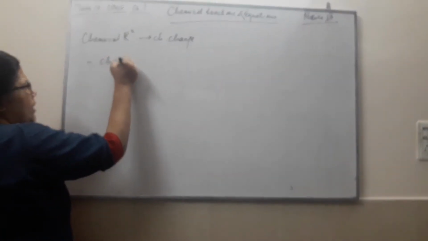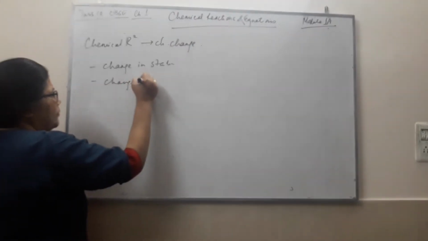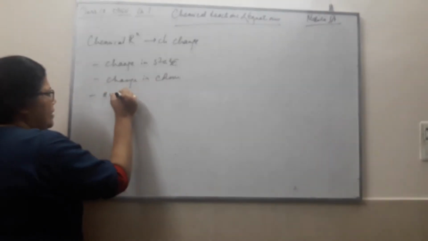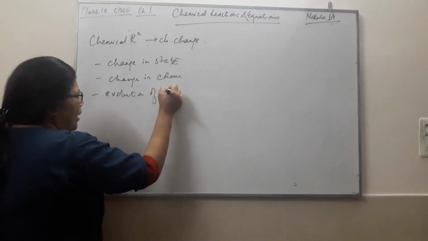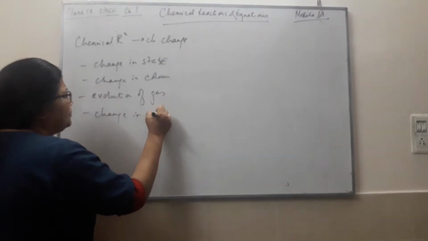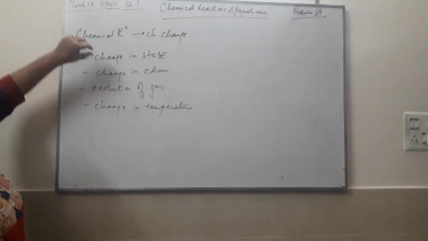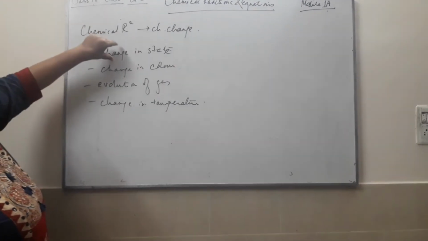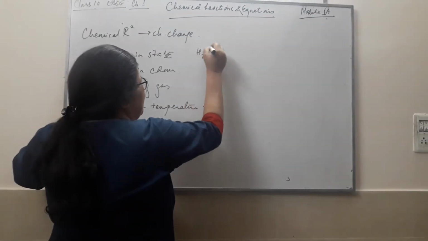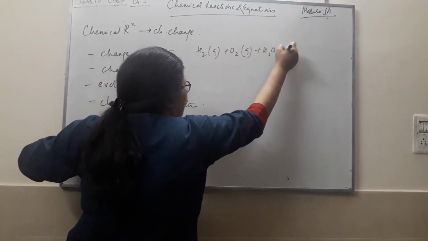That is due to a change in state, change in color, evolution of gas, and change in temperature. For example, how do we see a change of state? When we burn hydrogen gas in the presence of oxygen, both are in the gaseous state, but it forms liquid water.